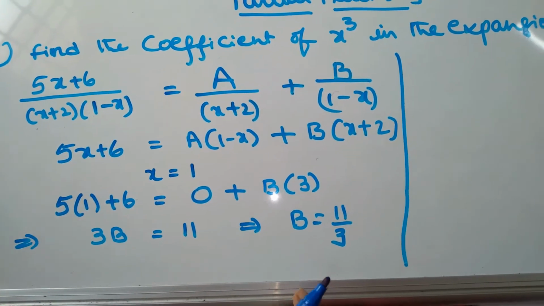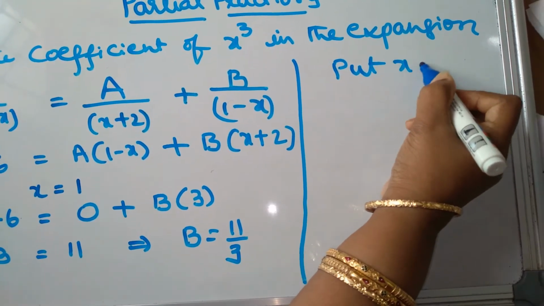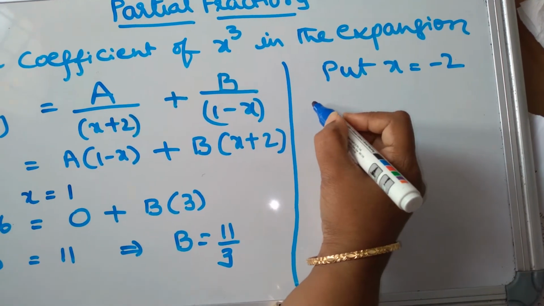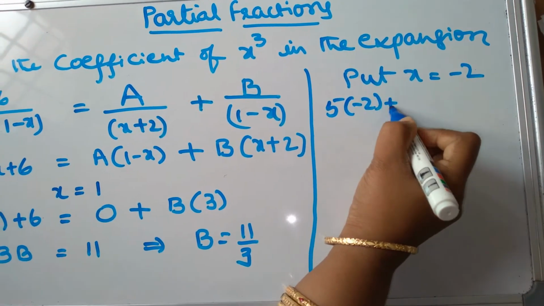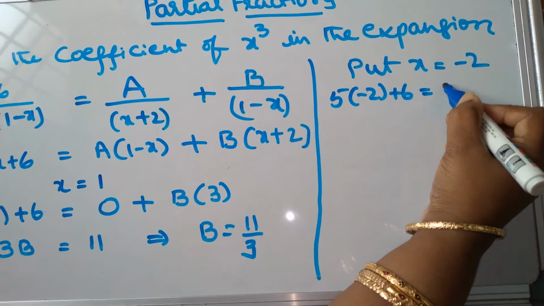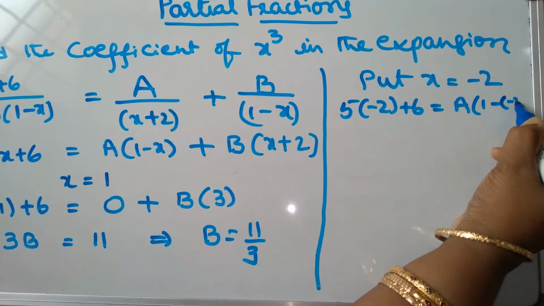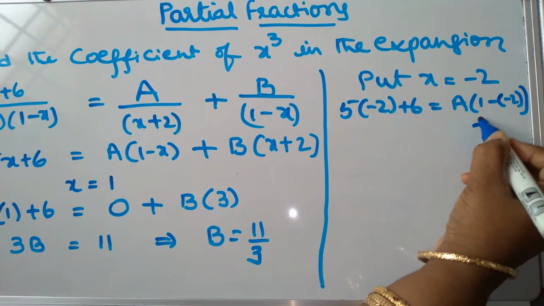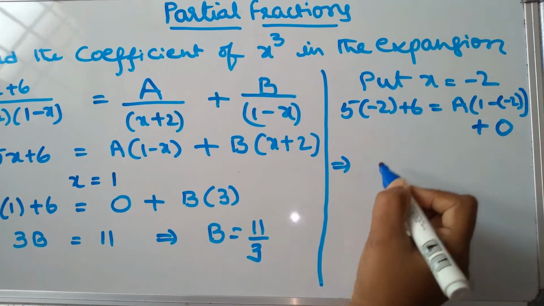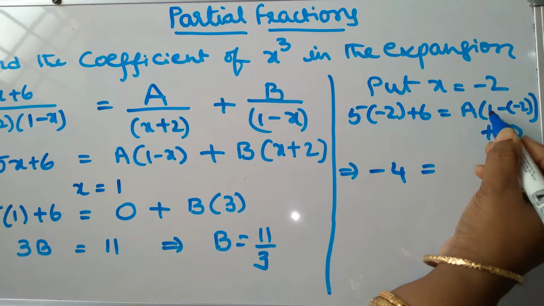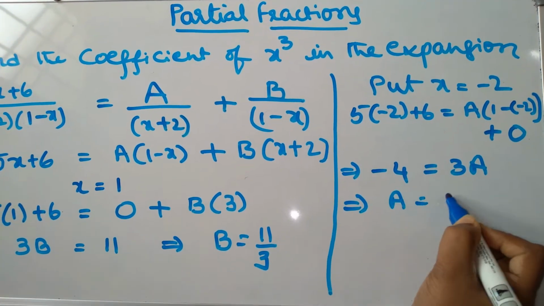So to get the value of a, put x equals to minus 2. Then we get 5 into minus 2 plus 6 is equal to a into (1 minus 2) plus 0. That implies minus 10 plus 6, that is minus 4, equals to 3a. That implies a equals to minus 4 by 3.